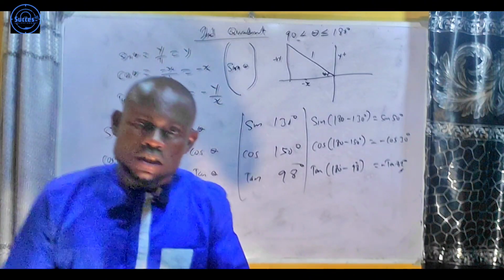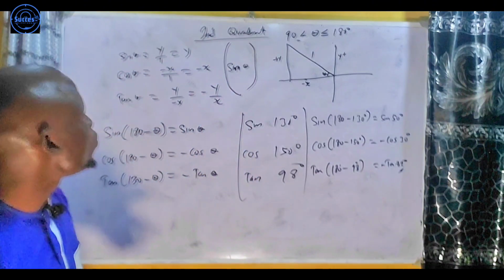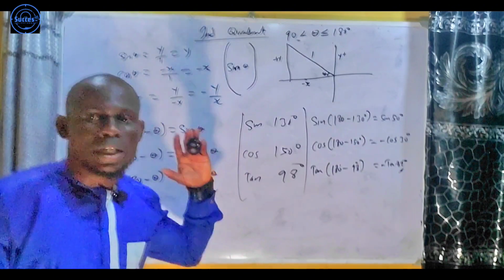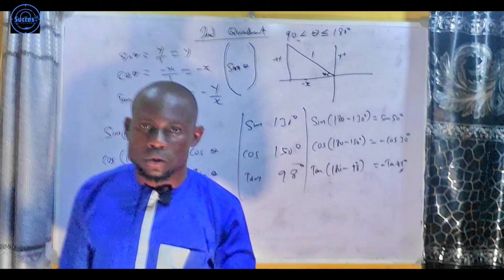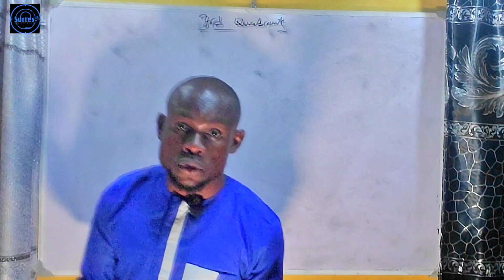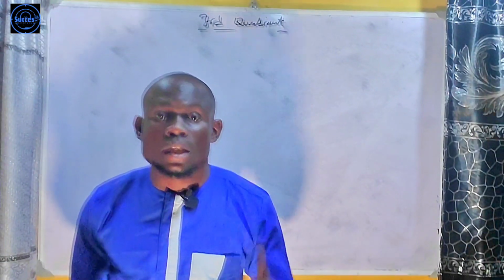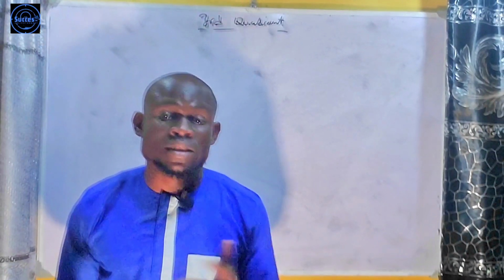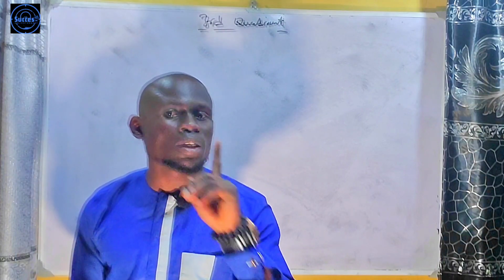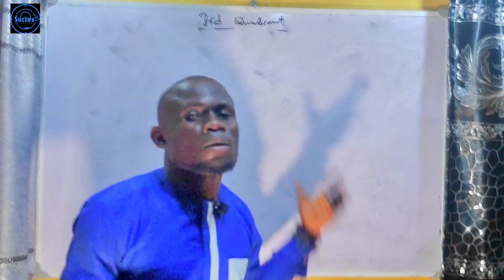Very, very simple. By this, we are done with the second quadrant. Now we are going to the third quadrant. We've already covered the first and the second quadrant. In the first quadrant, sine, cos, and tan are all positive, and in the second quadrant, only sine is positive, the rest are negative. Now we deal with the third quadrant.